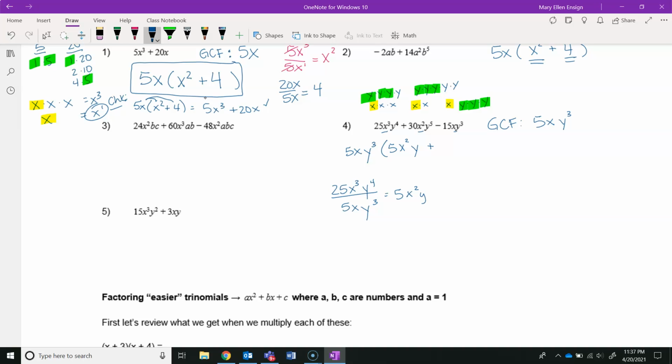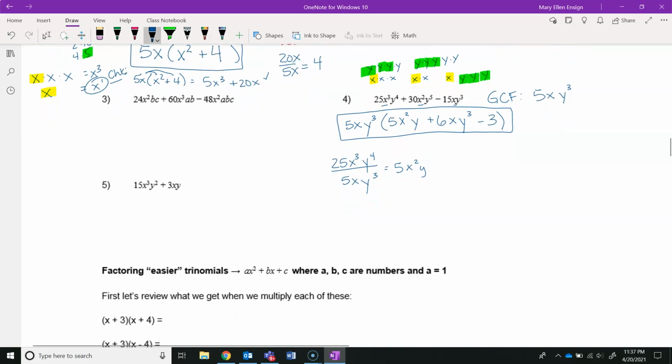Next part here is plus 30 divided by 5 is 6. X squared divided by x is x. Y to the fifth divided by y to the third is y to the second. And then finally, negative 15 divided by 5 is minus 3. X divided by x cancels out. Y cubed divided by y cubed cancels out as well. So here is my answer. Okay, again, you can check it by multiplying it back. And yes, it looks kind of messier almost than before, but again, we need it in this factored form to move on with some things we want to do with it.